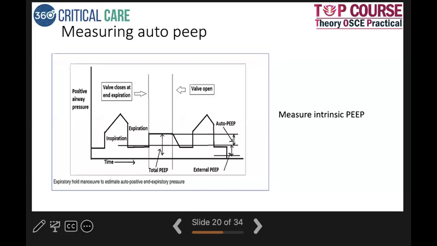Okay, so auto PEEP, usually it is a measurement which is done in a passively ventilated patient. For example, not necessarily sedated, but a patient who is not fighting the ventilator, who is just breathing along with the ventilator in a controlled mode without much asynchrony, or in a sedated patient who is calm and the control mode of ventilation is taking over. Usually in such situations, that is when we measure the auto PEEP, basically the intrinsic PEEP.